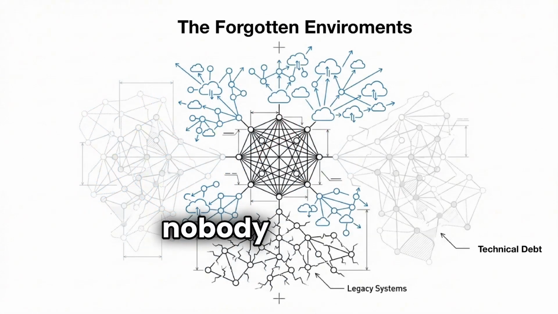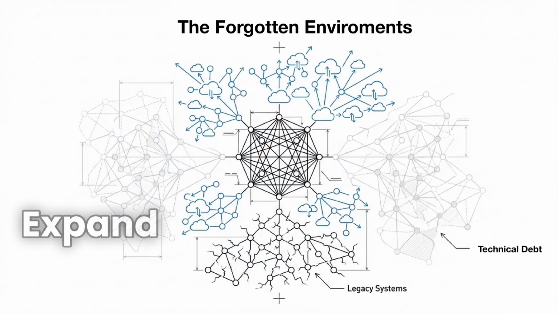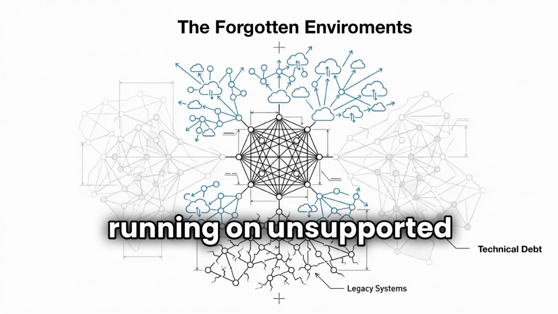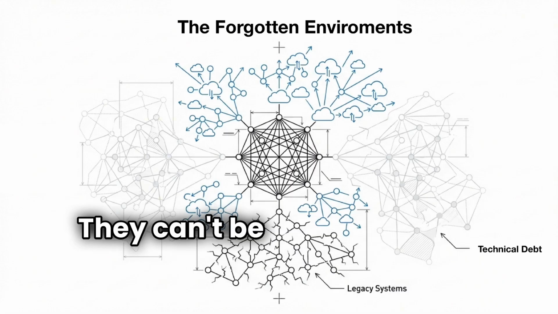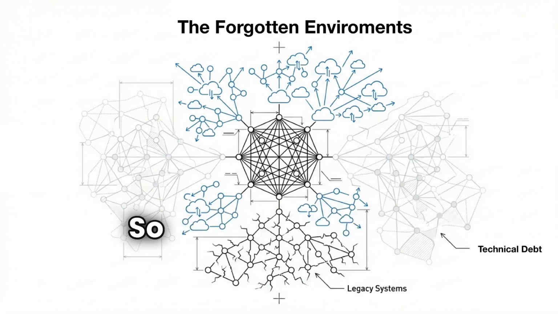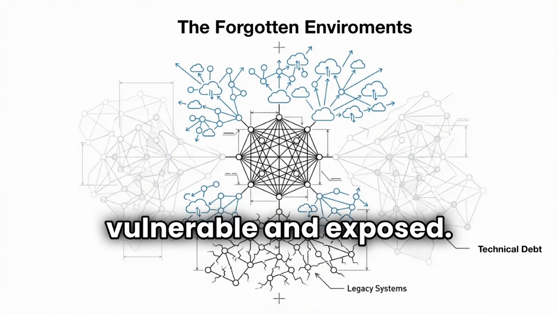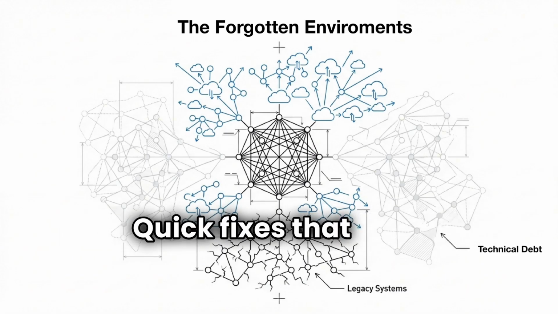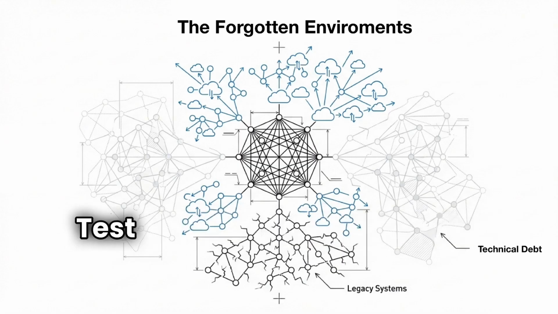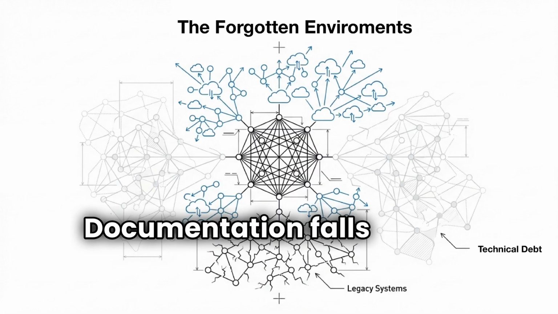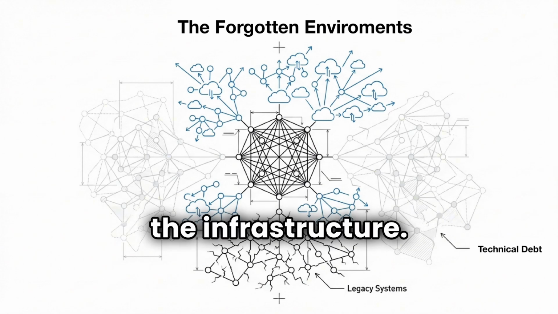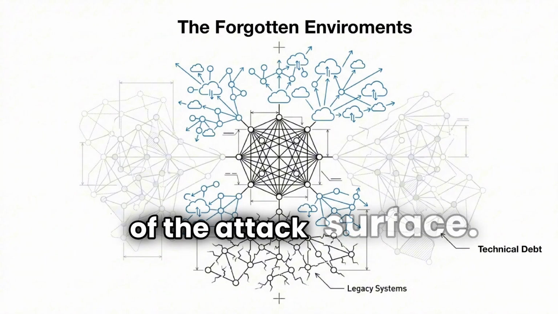Legacy systems that nobody wants to touch but everyone depends on. Those expand your attack surface with outdated, unpatched software that's often running on unsupported operating systems. They can't be easily updated without breaking something, so they just sit there, vulnerable and exposed. And here's the subtle one: accumulated technical debt. Quick fixes that were supposed to be temporary become permanent. Test environments that were meant to be isolated end up connected to production. Documentation falls behind reality. Over time, nobody has a complete picture of the infrastructure, which means nobody has a complete picture of the attack surface.